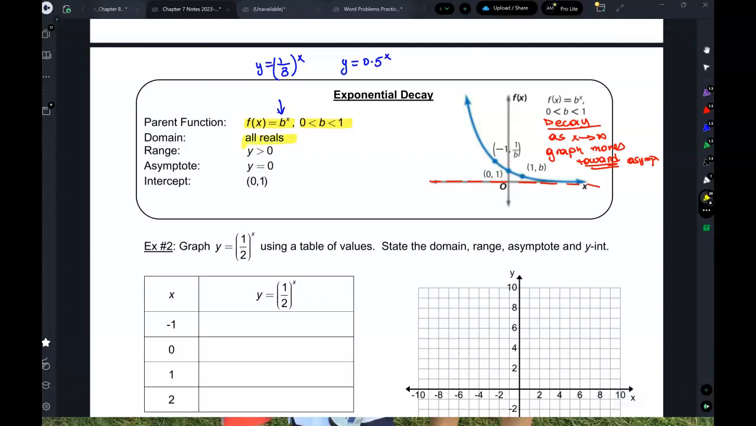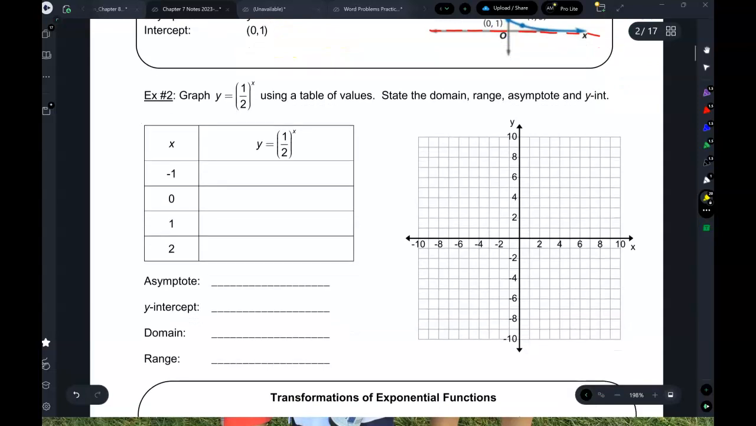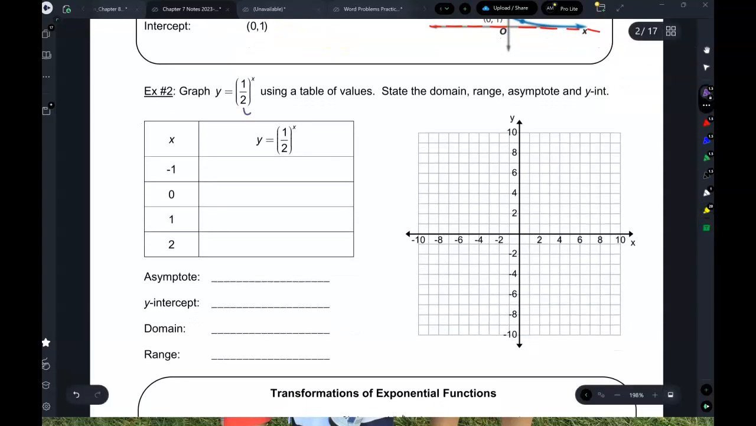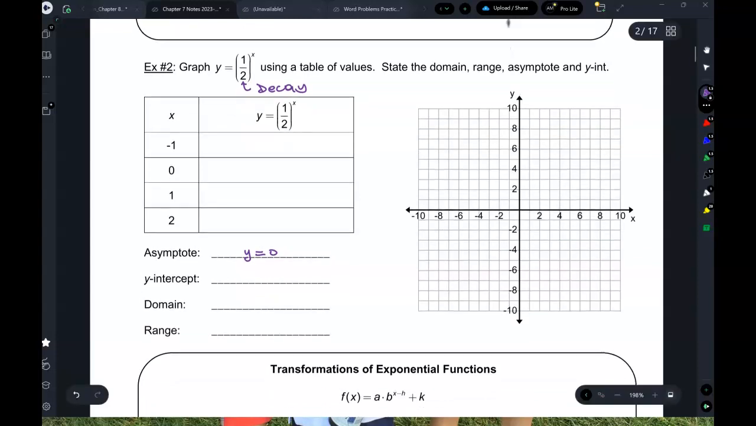So here, is this growth or decay? Decay. Right? The asymptote is again y equals 0. The domain is all real numbers. The range is going to be something connected to 0. I'm going to fill that in later. Okay, so I put in my asymptote. And again, I put in my points, -1, 0, 1, 2.